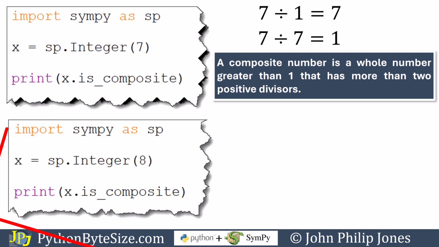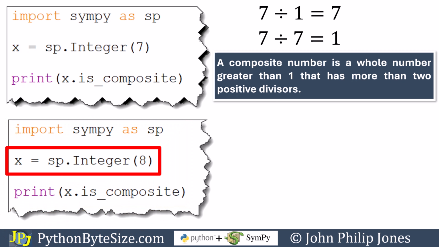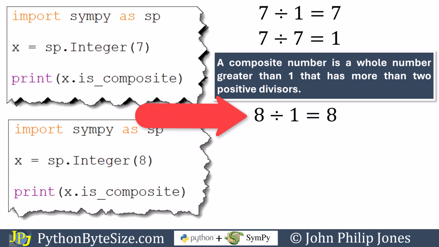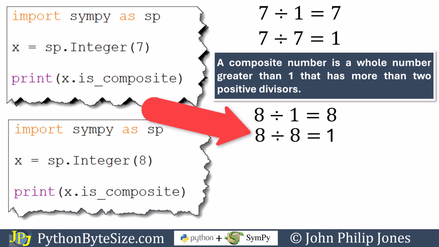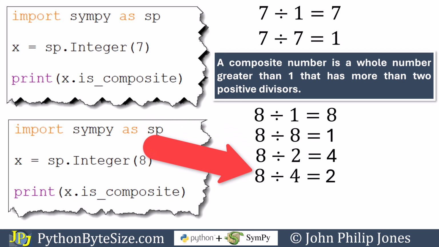Turning our attention to this computer program, we can see on this line that x becomes a SymPy integer with the value of 8. Considering 8, we can see it can be divided by 1 to give 8. It can also be divided by 8 to give 1. Going on, we can find that it can also be divided by 2 to give 4. And we can also divide it by 4 to give 2.